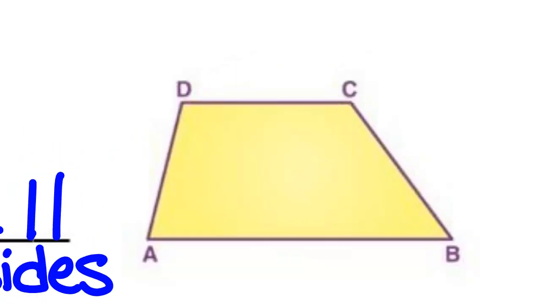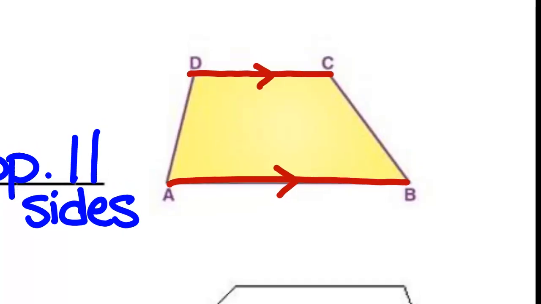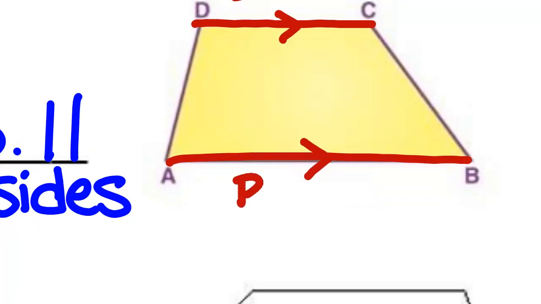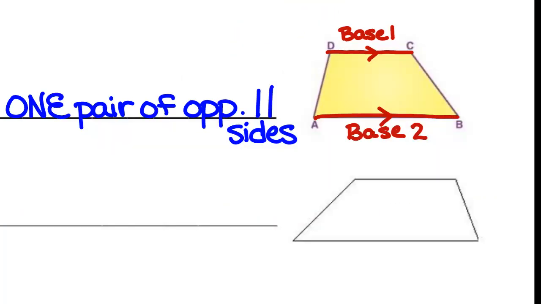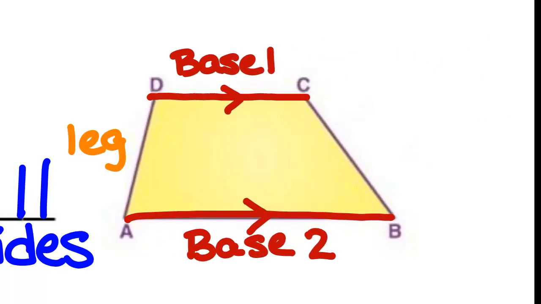So when we're talking about a trapezoid, the sides that are parallel, like DC and AB on this trapezoid here off to the right, the parallel sides are called the bases. And we usually refer to them as base 1 and base 2. It does not matter which parallel side you call base 1 and which you call base 2, but one of them is base 1 and the other one is base 2. The other two sides we just refer to as legs.